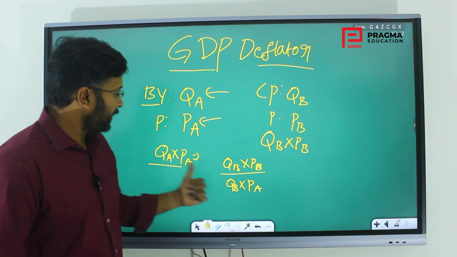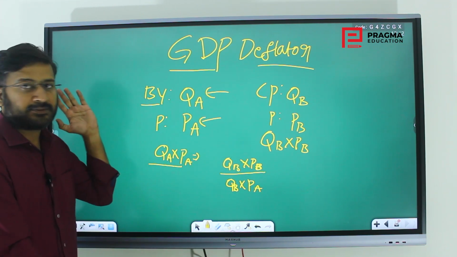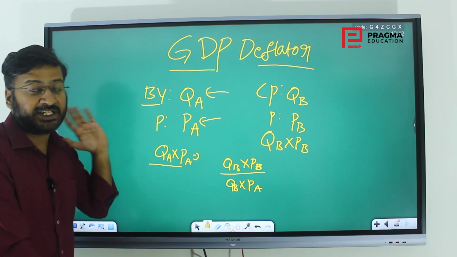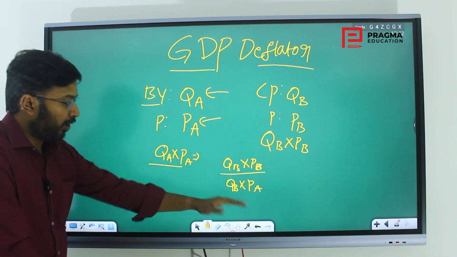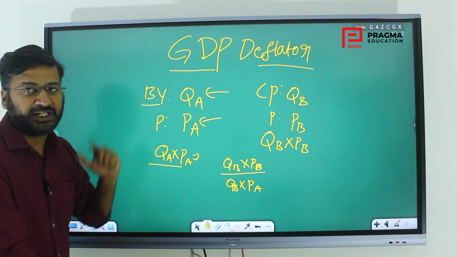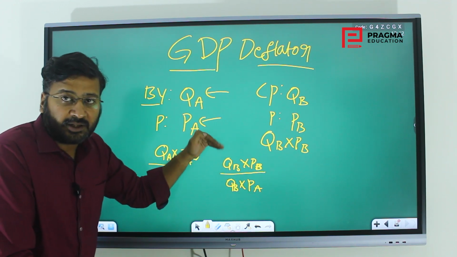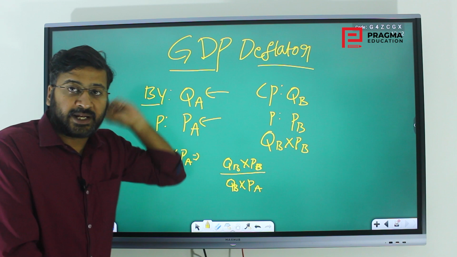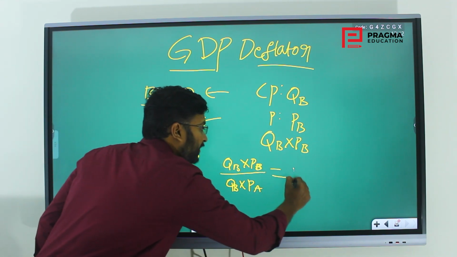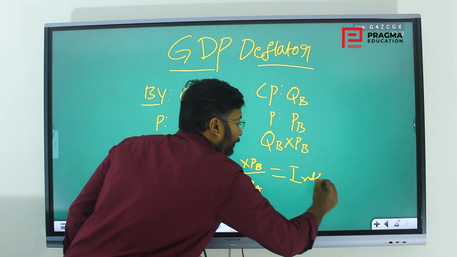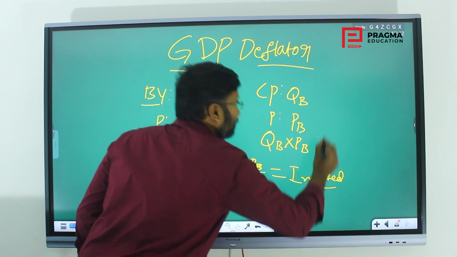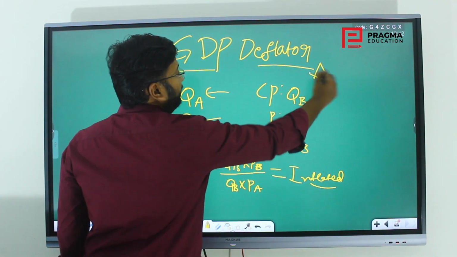If you take the current quantity with current prices, it will be the current GDP. If you take the current quantity with base year prices, it will be the real GDP. But the deflator takes the quantity for now and the prices for then. It will give how much the prices have inflated. That is nothing but GDP deflator.